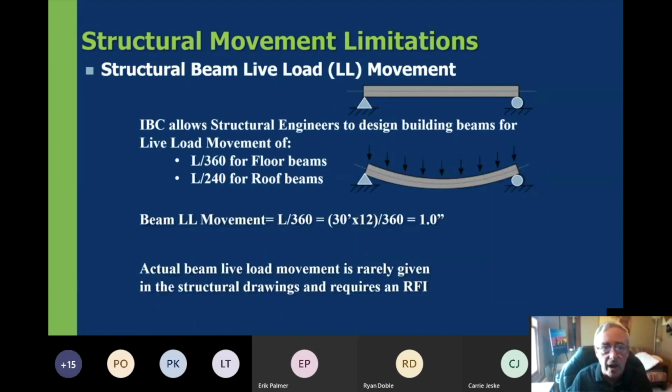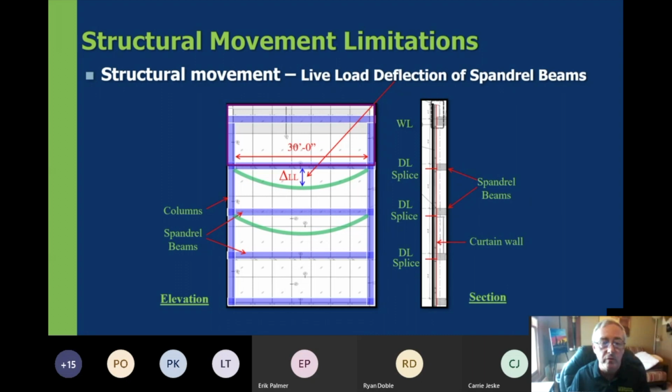So structural engineers of record are allowed to design the beams associated with a building for different types of deflections according to the code. L/360 is a common one used for floor beams and an L/240 for roof beams. What that means for a floor beam would be for a live load movement, they could actually design that beam that we saw before for L/360, and that would mean that a 30-foot beam would have about 1 inch of movement that we have to accommodate in the glazing system. So this beam would want to move down 1 inch associated with live load movement if it's designed with that criteria by code allowance.